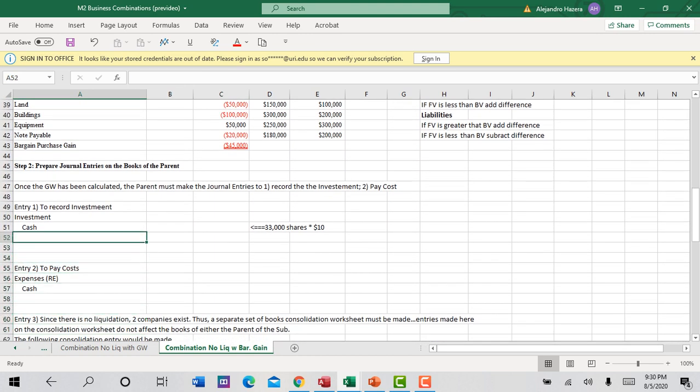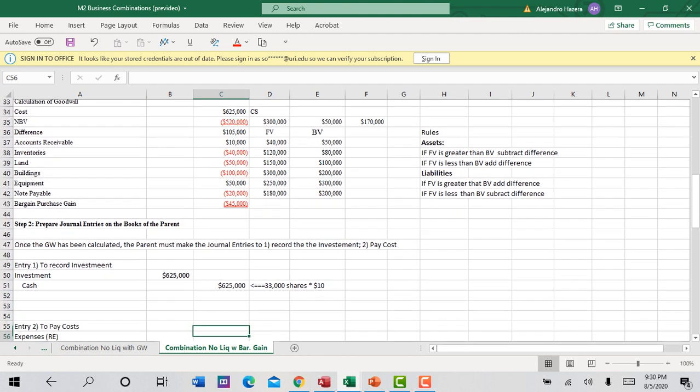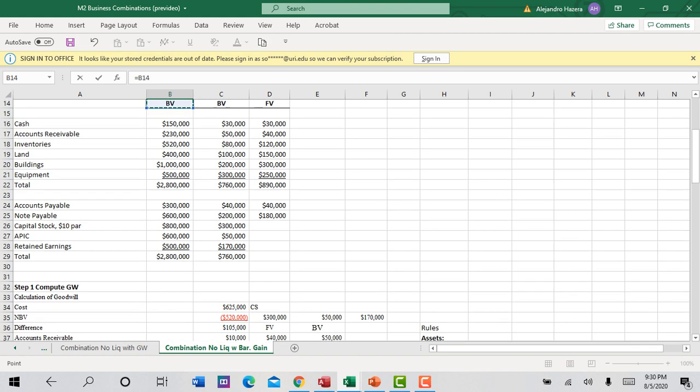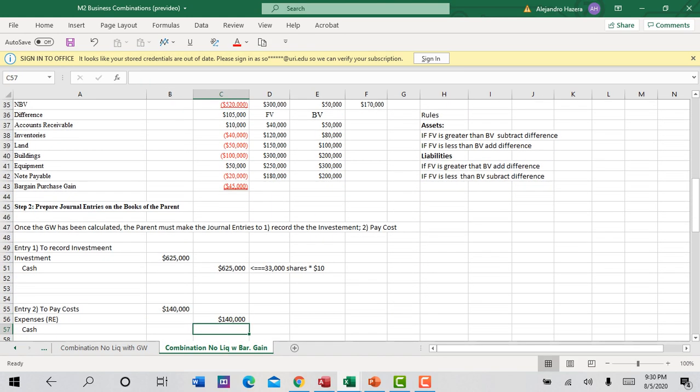The first entry it has to record on its own books is the investment entry. It's going to record the cost of the investment at $625. This debit to investment must always equal the cost, the top of the goodwill calculation. So we got $625 right there. Next we have to pay our expenses, and we know that our expenses coming up here were equal to $140.